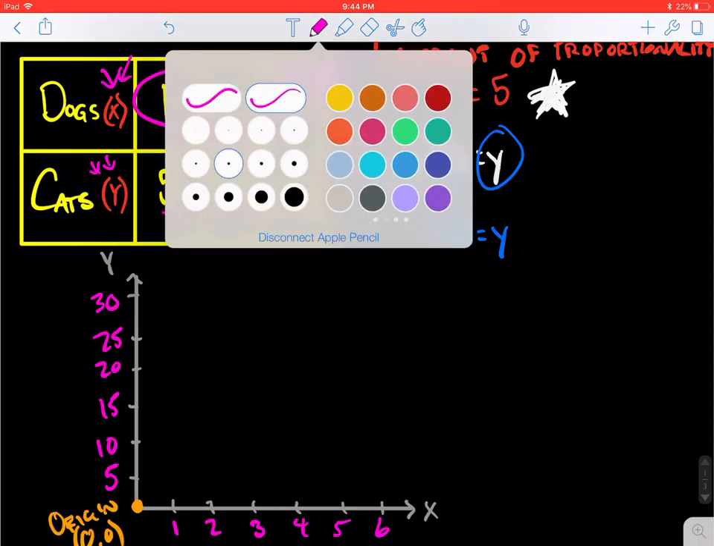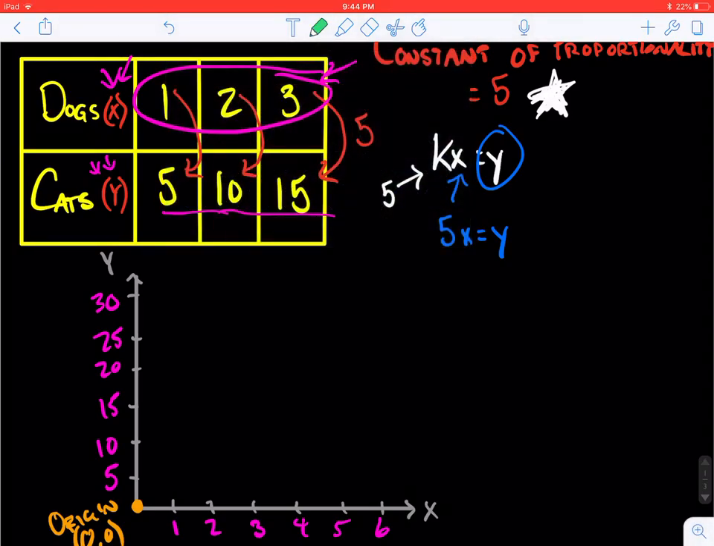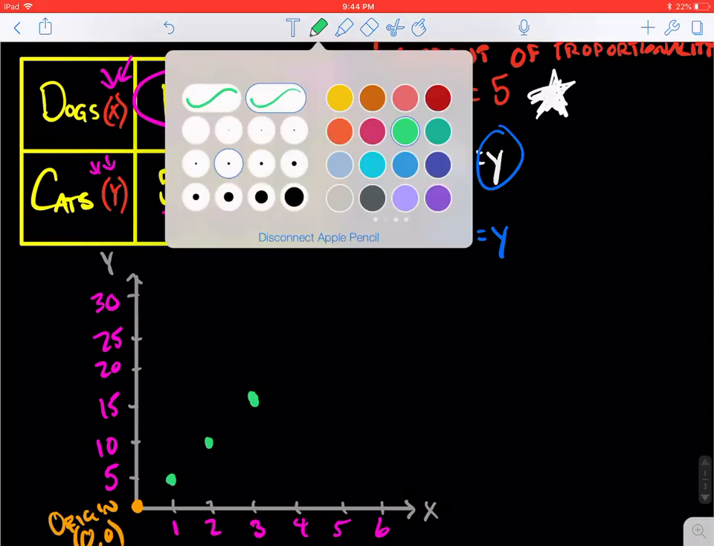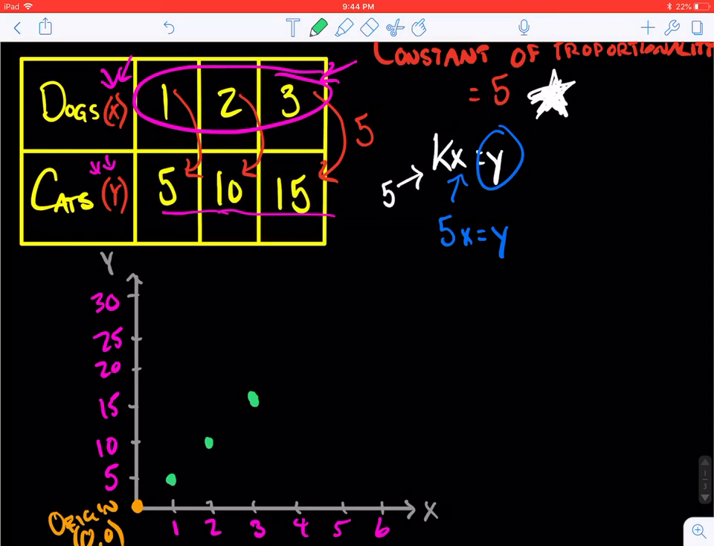Let's pick another color. Ooh, that's pretty. All right, let's go with 1, 5, 2, 10, and 3, 15. Now, as we've talked about in class, we know that when we have these points, if it's this kind of equation, this proportionality equation, all those points will lay on the same line, and they must form a straight line hitting the point of 0, 0, the origin.